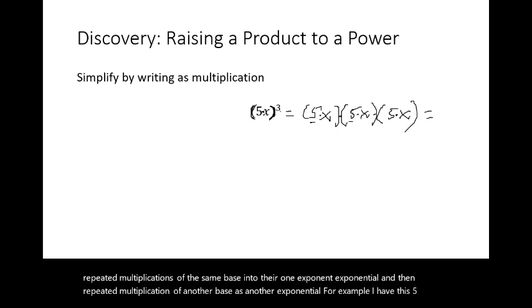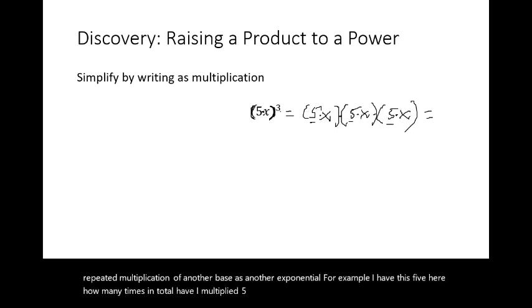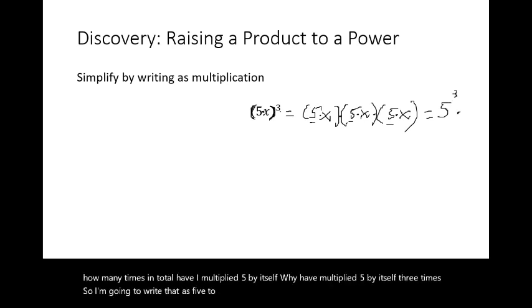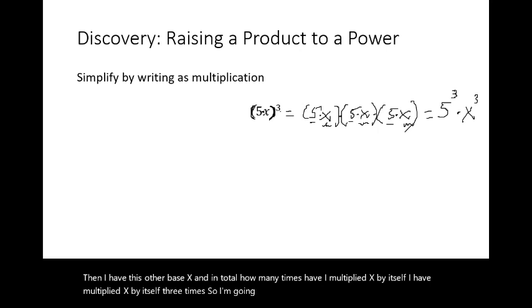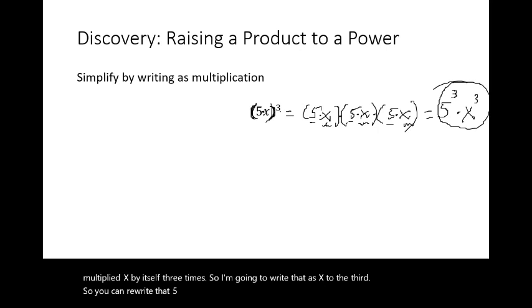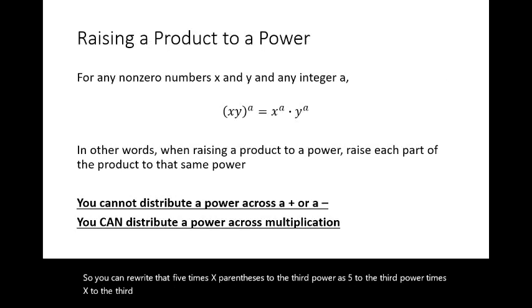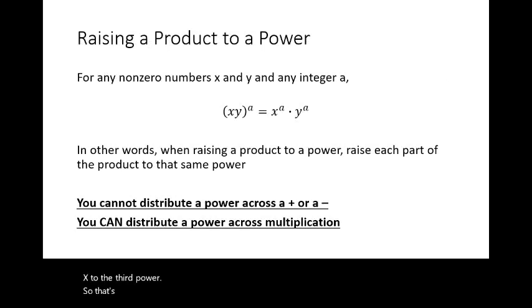How many times in total have I multiplied 5 by itself? Well, I've multiplied 5 by itself 3 times, so I'm going to write that as 5 to the third. Then I have this other base x. And in total, how many times have I multiplied x by itself? Well, I've multiplied x by itself 3 times, so I'm going to write that as x to the third. So you can rewrite 5 times x in parentheses to the third power as 5 to the third power times x to the third power. That's the gist of how to raise a product to a power. You can simply take each part of that product and raise it to the outside power.